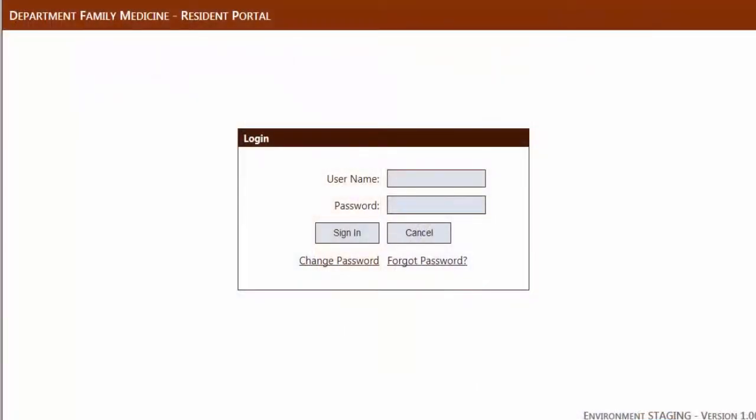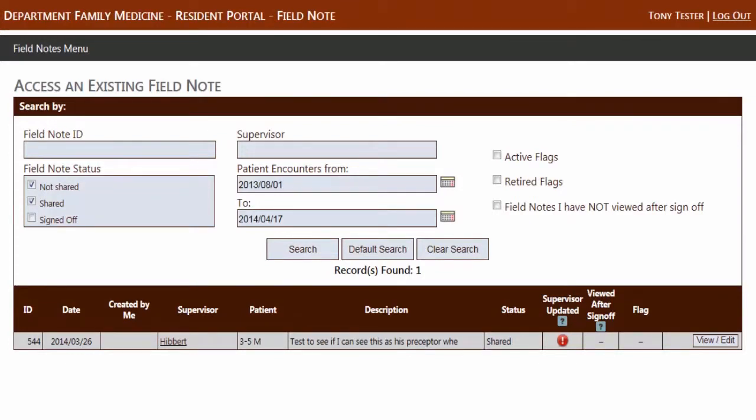To create a field note, you will need to log in to the resident intranet using your username and password. If you can't remember your password, use the Forgot Password link to reset it. Once you log in, you are brought to your eFieldNote dashboard. This is where you can access existing field notes and see outstanding tasks. The tutorial entitled How to Access eFieldNotes covers these topics.